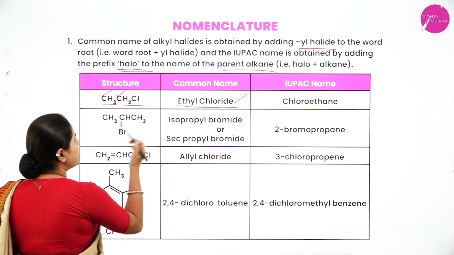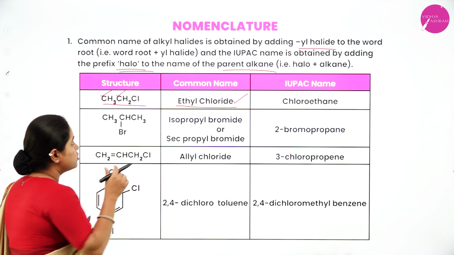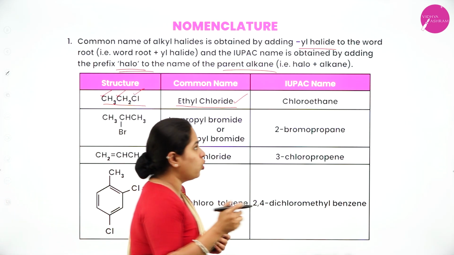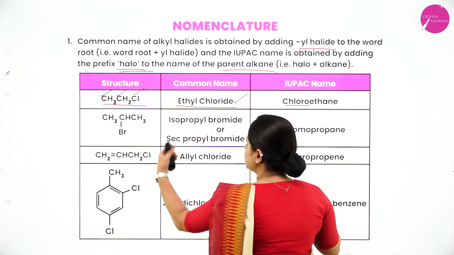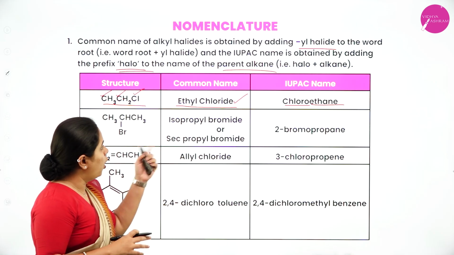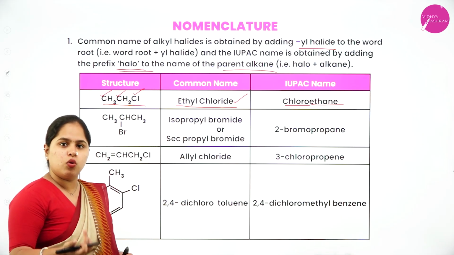So how do we write the IUPAC name? First we have to write the prefix halo. Which is the halogen atom here? It is chlorine. So what will come there? Chloro. And which is the parent alkane name? It is ethane, so chloroethane. The common name will be ethyl chloride and the IUPAC name will be chloroethane.